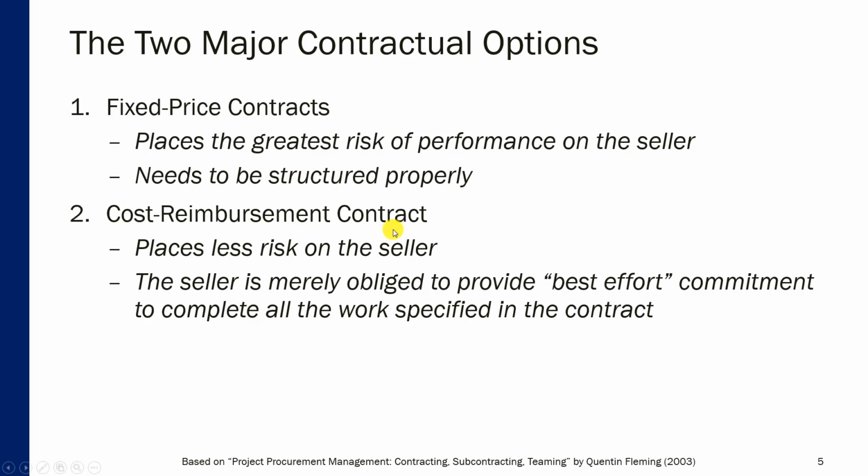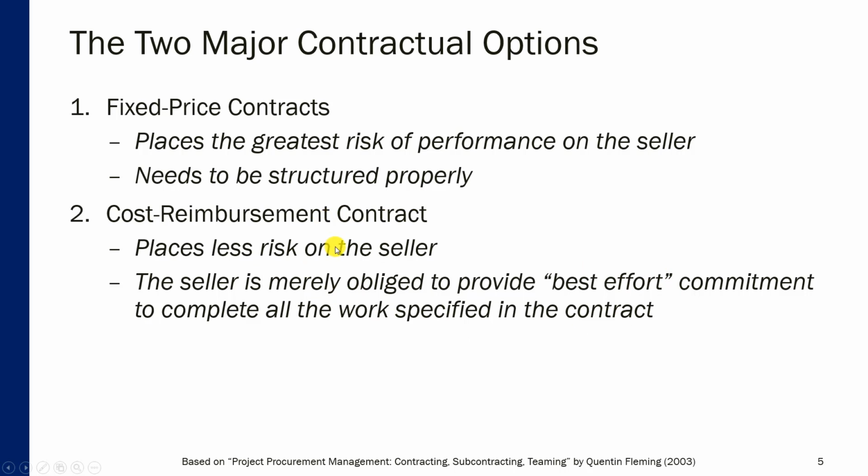Now, cost reimbursement contracts are on the opposite side of the spectrum. They place less risk on the seller, because the seller is merely obliged to provide a best effort commitment to complete all the work specified in the contract. So in other words, the seller needs to be working on the product or service specified in the contract and just show best effort, meaning it doesn't mean that the performance should be at the lowest price possible, but if a seller can show that best effort has been done, then all the cost will be reimbursed by the buyer.